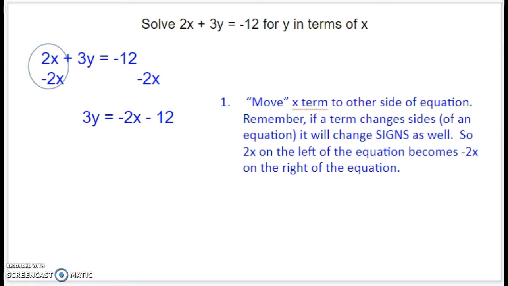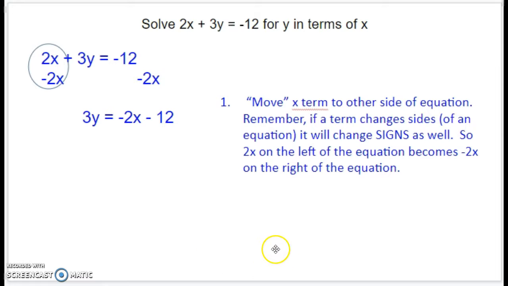So let's quickly review how we do that. If we have something in standard form, we have an x and a y variable, what we're going to do is move the x term to the opposite side of the y term. And we do that by doing the inverse operation. So if I have 2x, I'll subtract 2x. So remember, if you take a term such as 2x, which is located on the left side of the equation, and you move it to the right side, the sign will change as well. So a 2x on the left of the original equation now becomes a negative 2x on the right side. So the first step is to move the x term.